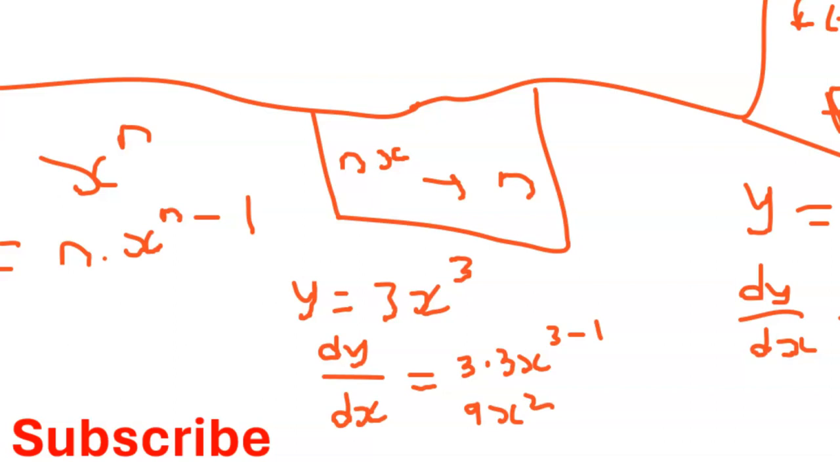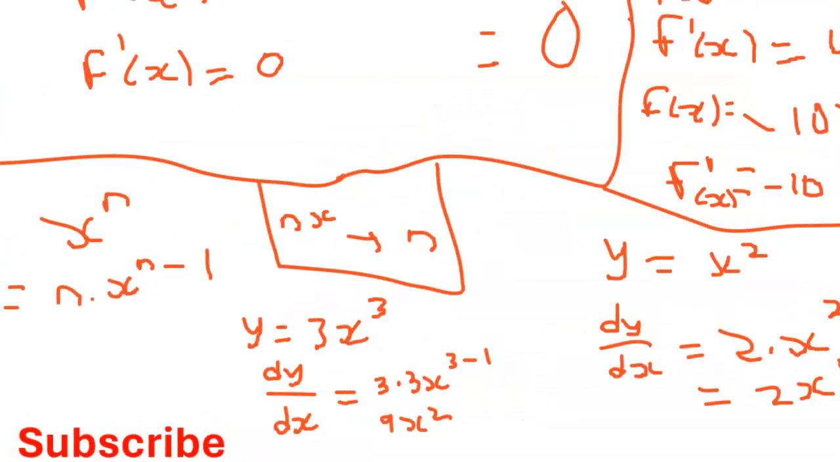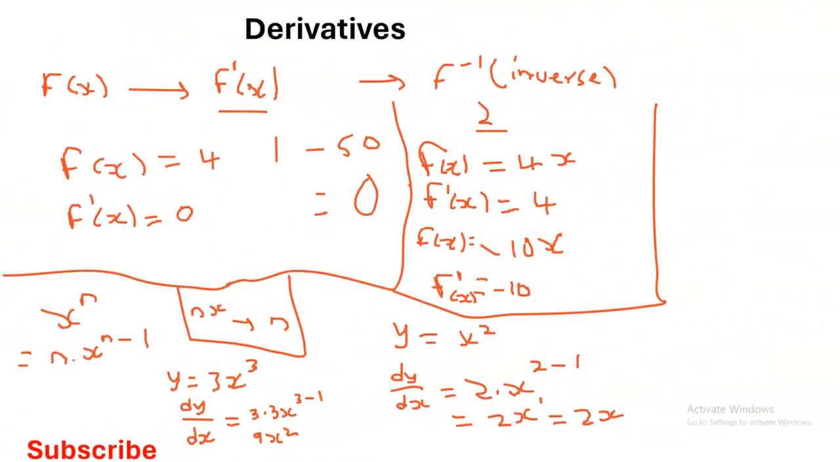So that's how you will be able to simplify that type of question. First thing first, the exponent comes down and multiplies the number at the base, and then second step, the exponent minus 1. That's the third law of derivatives.